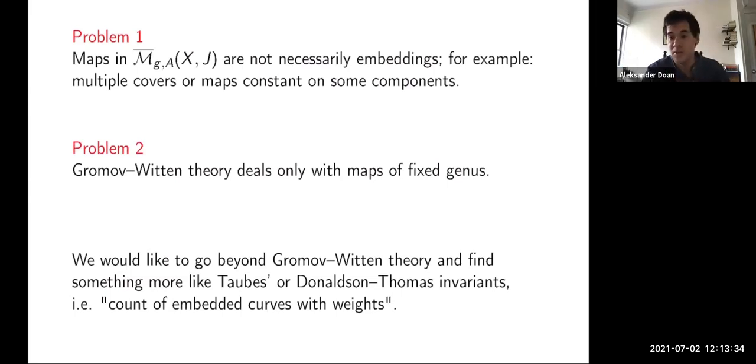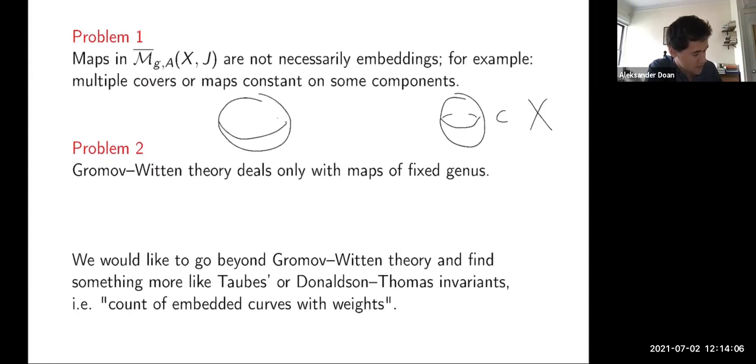you see that there are two issues with Gromov-Witten theory. The first one I already said, that maps in this Gromov moduli space are not necessarily embeddings. So a typical example is that you can have a map whose image, say, is an embedded curve, but your map is a multiple cover of that. And another example is that you could have, let's say, an embedded sphere in your manifold, but then you consider nodals, because you allow nodal Riemann surfaces. So you, for example, take something like that and send the higher genus component to a point.